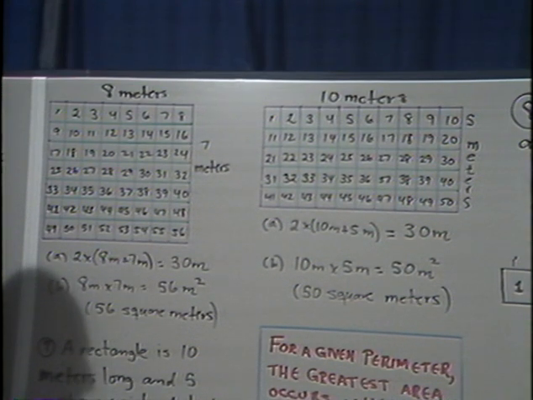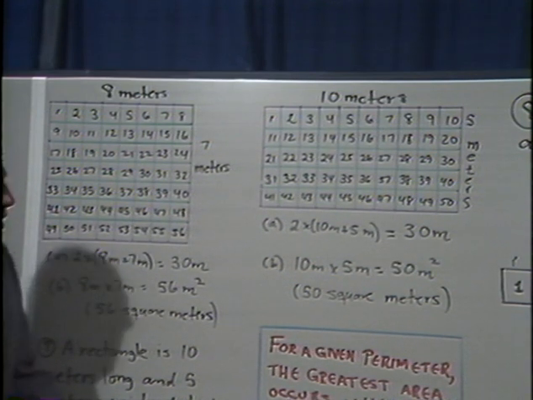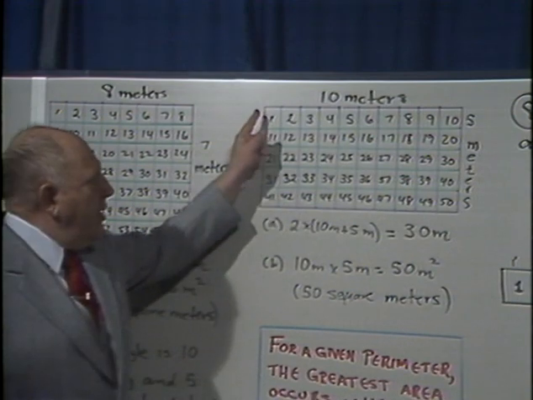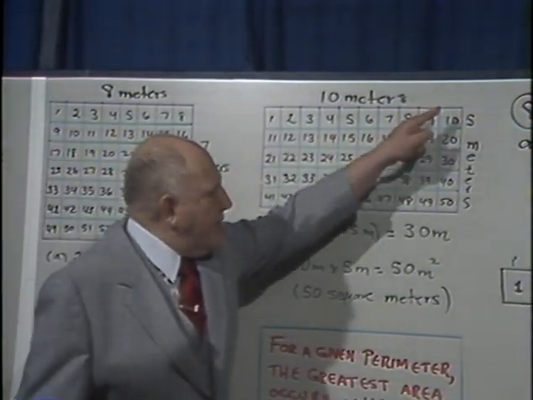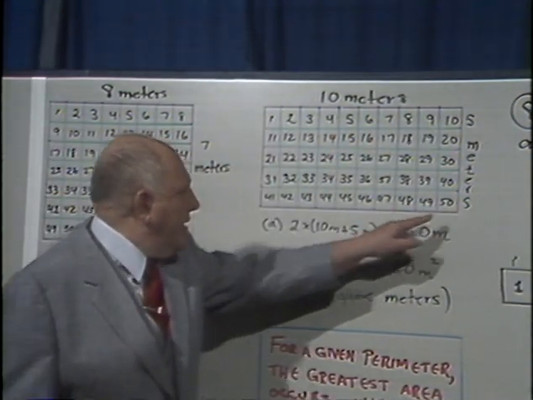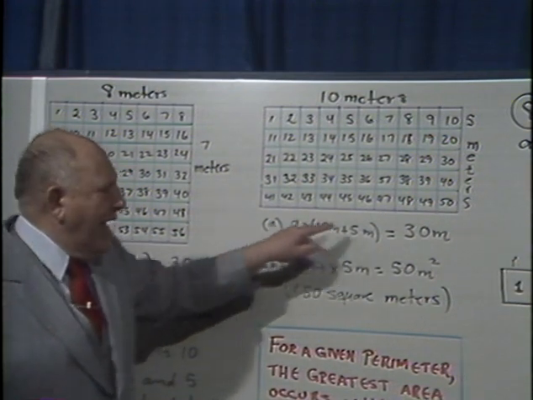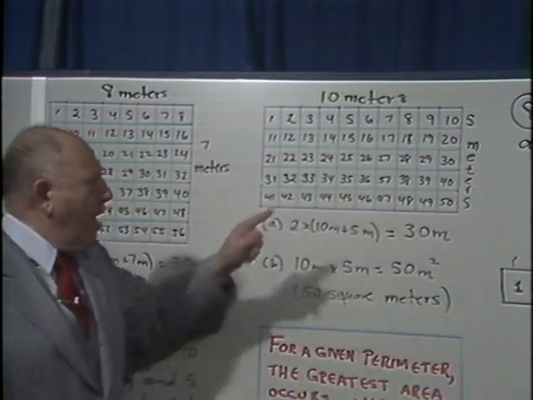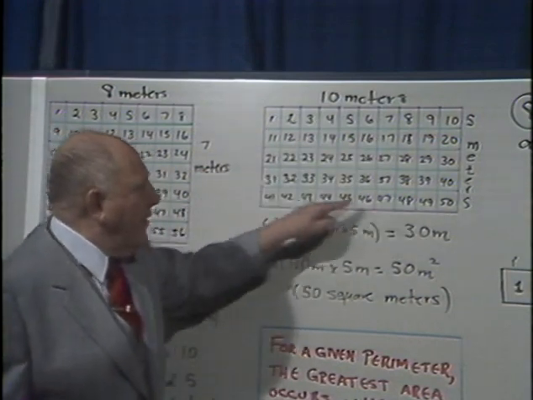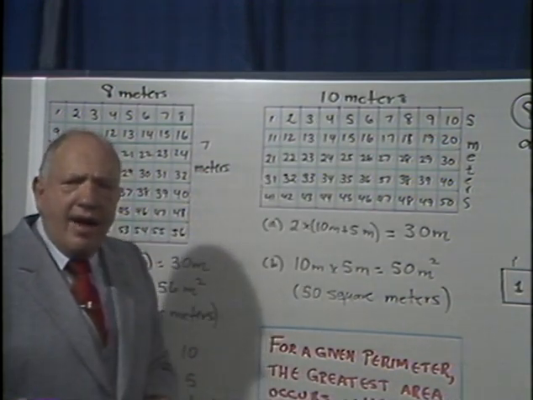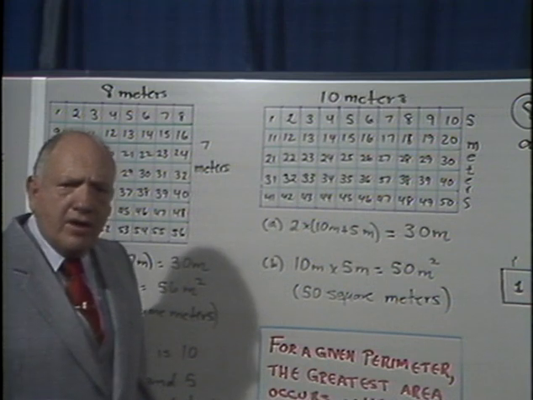But what is interesting is they have the same perimeter. Look, in this one over here, from here to here is 10 meters, from here to here is 5 meters. 10 meters plus 5 meters is 15 meters. I double that, that's 30 meters. So in other words, the distance around this rectangle is the same as the distance around the previous rectangle.